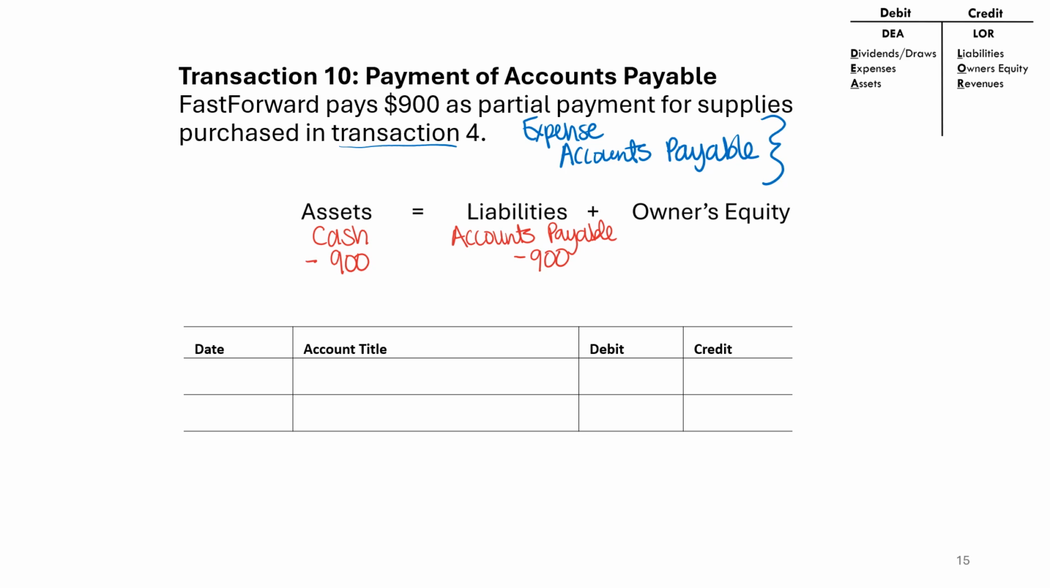$900 as a partial payment for supplies purchased in transaction 4. So this would have been a debit to supplies since that's what they were buying. They got $900 of supplies, increased their supplies, and credited accounts payable. Now if they're paying on that account payable, you have to do the opposite, because that entry increased accounts payable. What we need to do is decrease accounts payable. So that will be a debit to accounts payable.